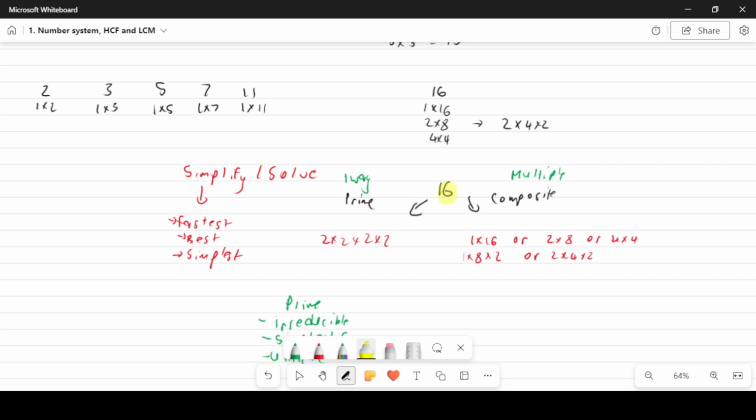However, if you represented this number here as a product of prime and composite numbers, then the composite numbers in that product can be further simplified. Like, let's look at this example here. See, 2 times 8 is one way of representing 16 using composite and prime numbers.